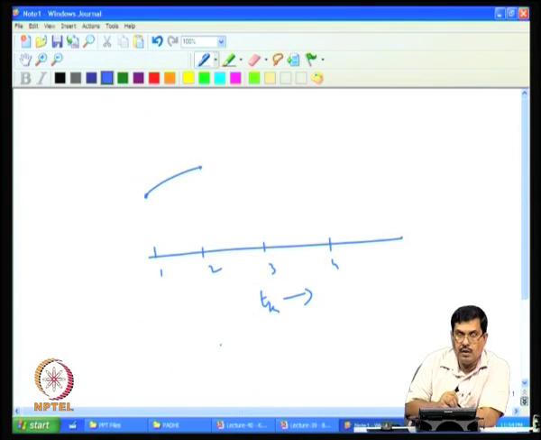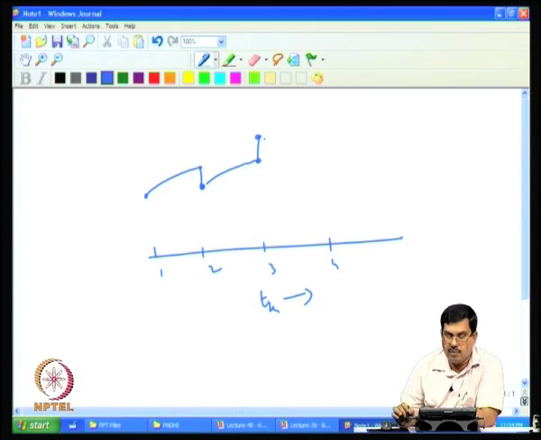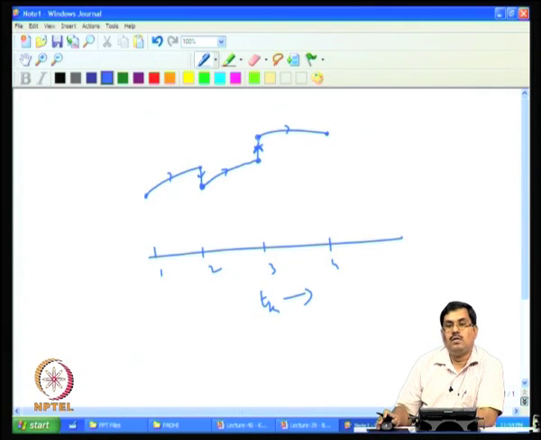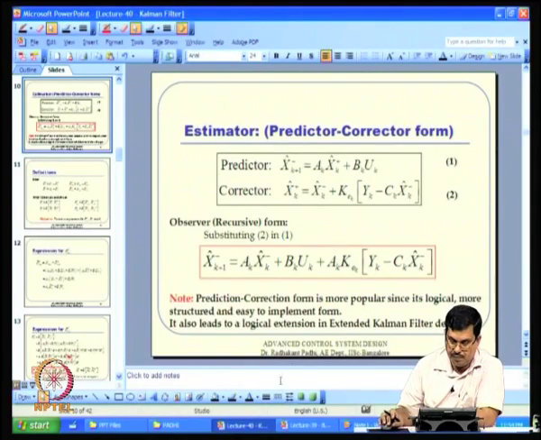Then when I have this measurement information coming, I will update this here. Then I will again predict from 2 to 3, I will get some value, then I will be able to update using some sort of sensor information. Then I will continue that. So, this is the prediction part, and then there is a correction part involved. Predict, correct, like that it will happen. So, that's the meaning of that.